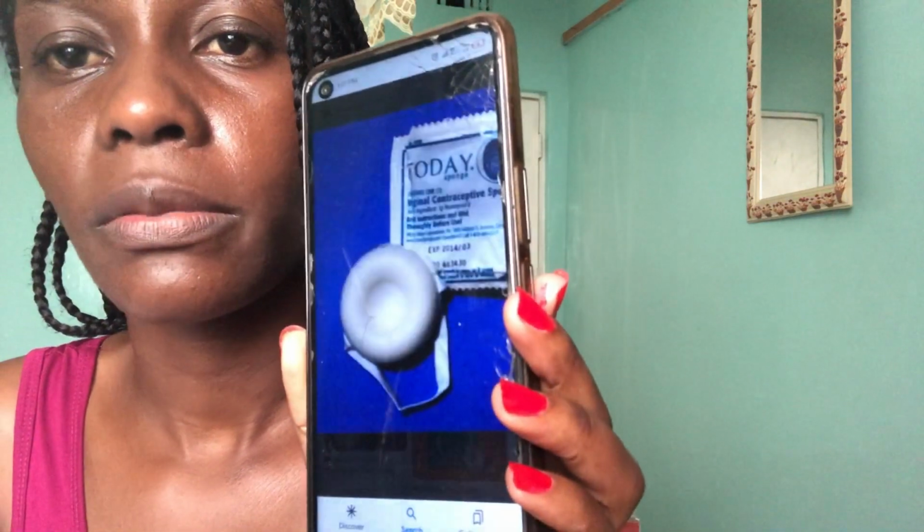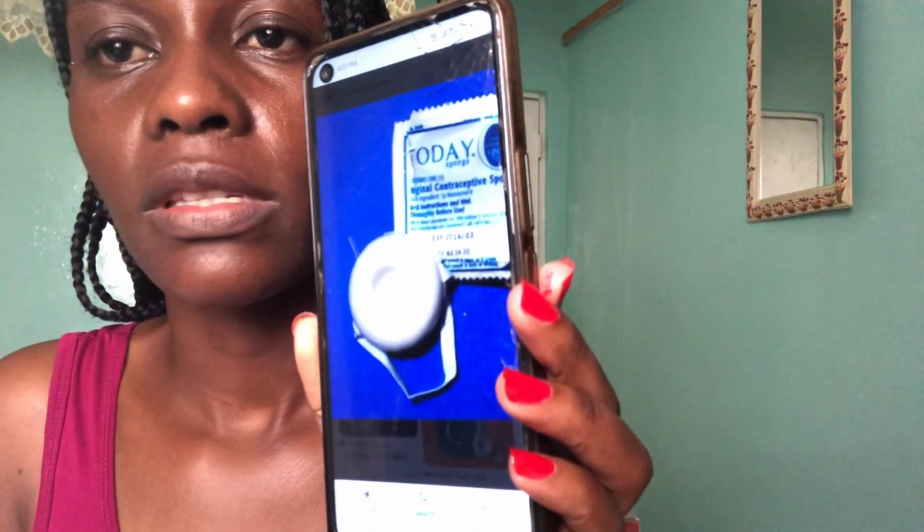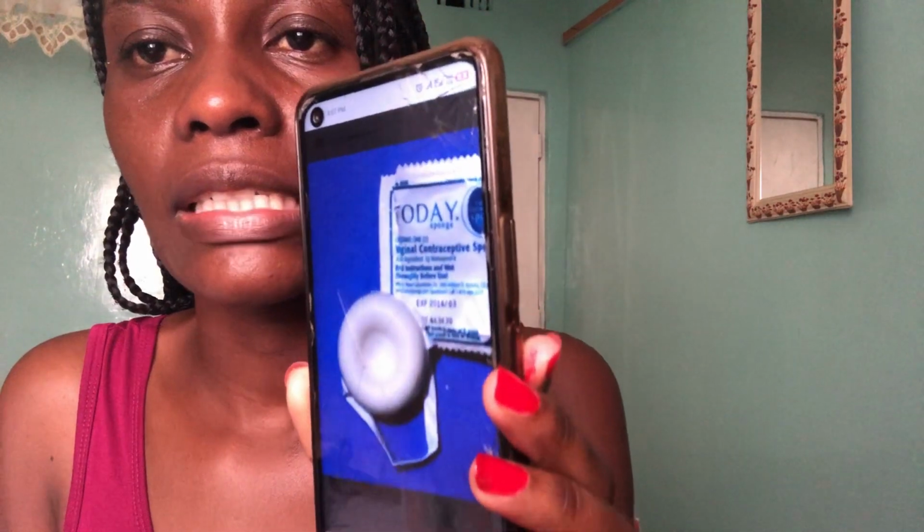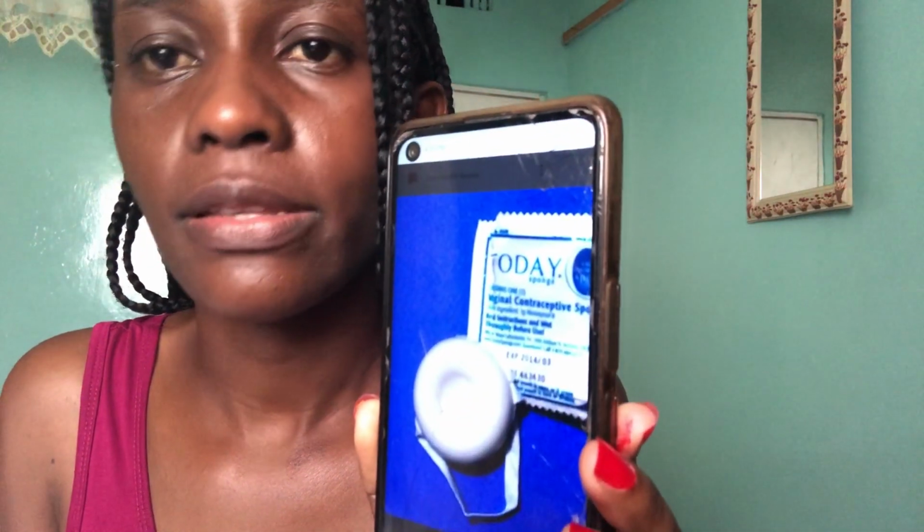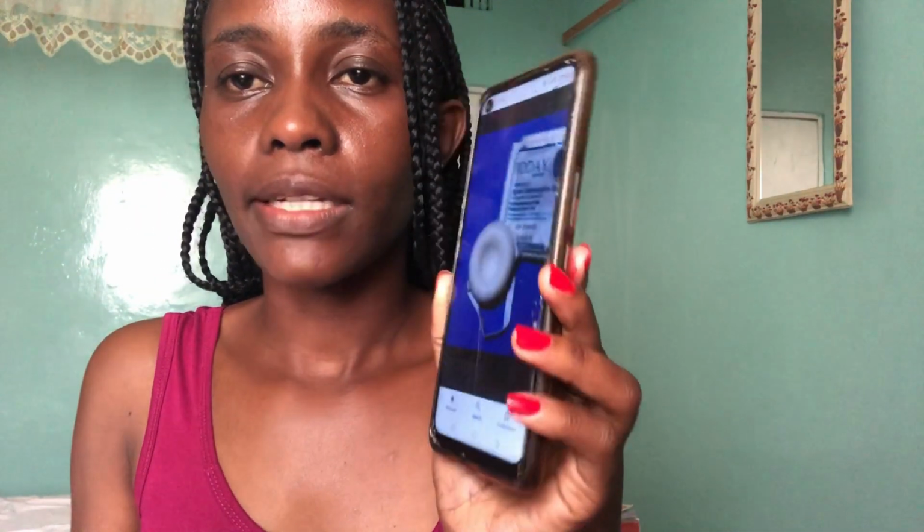So this is how the vaginal sponge looks like, and you insert it into the vagina, and it releases the spermicides. And right now, I know you know what spermicide does. So those are some of the barrier methods. We are done with barrier method.